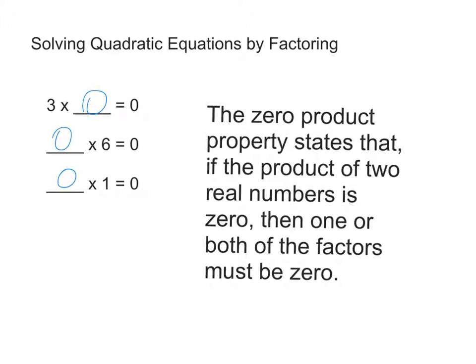And the zero product property states that if the product of two real numbers is 0, then one or both of the factors must be 0. And this is what's going to allow us to solve by factoring. You need to know the zero product property.